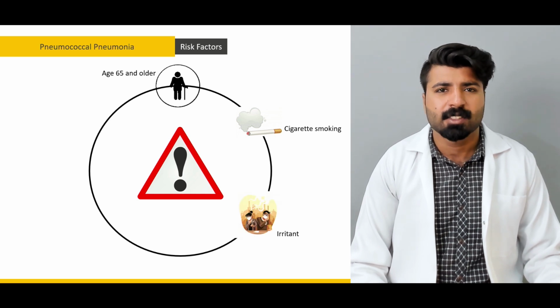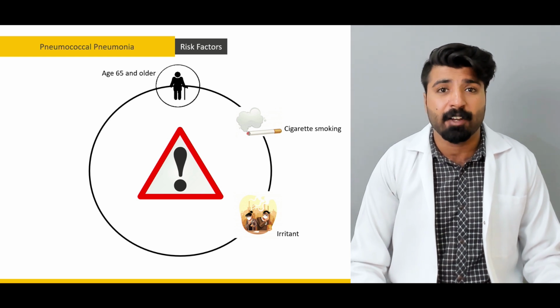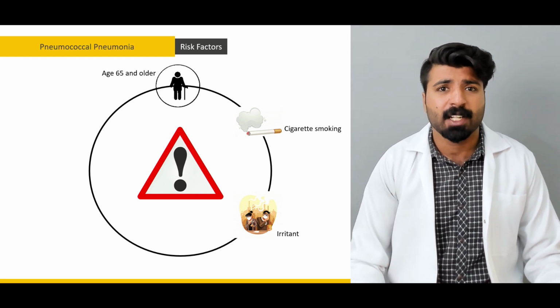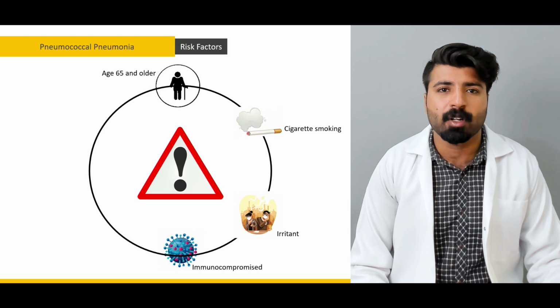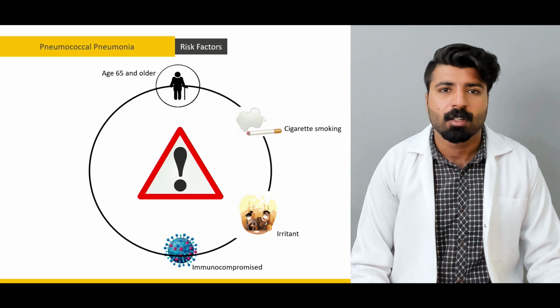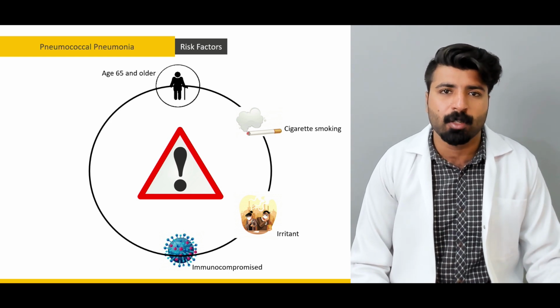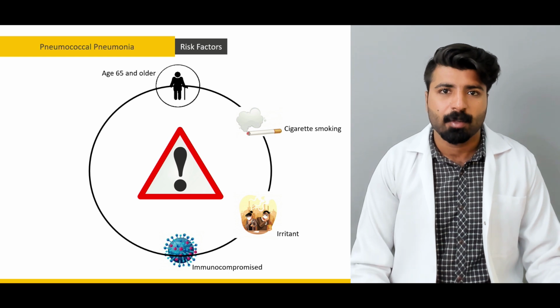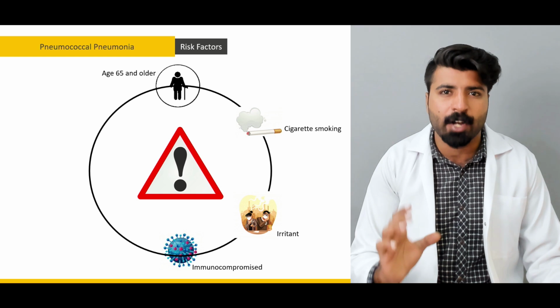Afterwards, we have irritants. Some people have irritants, like some kind of allergies, and if they are exposed to them, secondarily, pneumococcal pneumonia can happen. Immunocompromised patients, those patients who are immunocompromised already. For example, if a patient is suffering from HIV, that patient, if even slightly exposed to pneumococcal pneumonia, will get it because its immune system is not enough to withhold that infection, to withhold that organism.